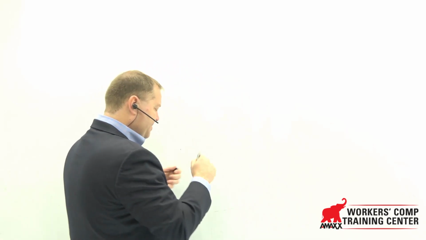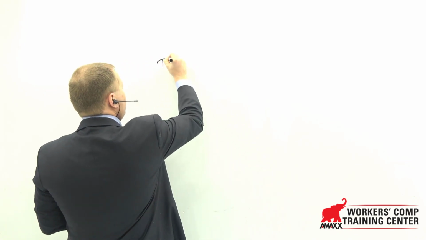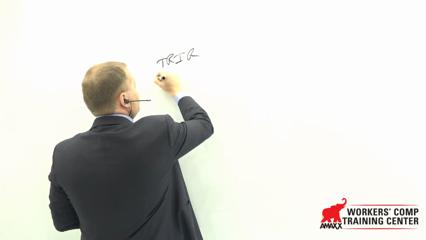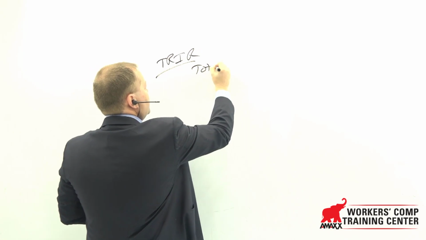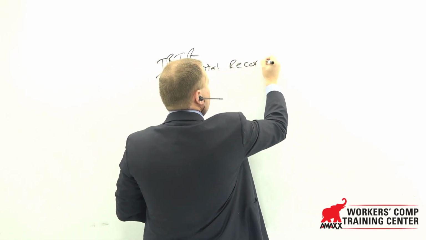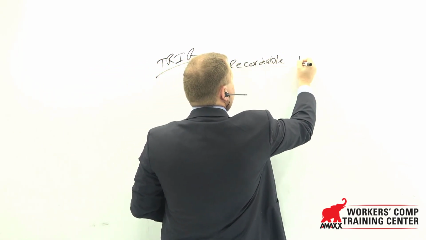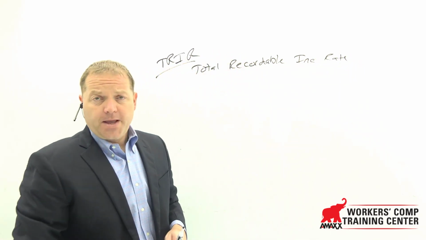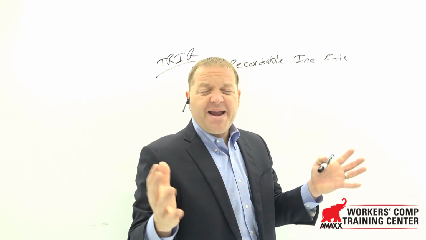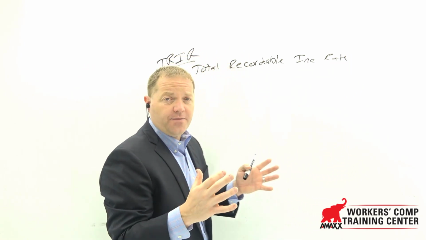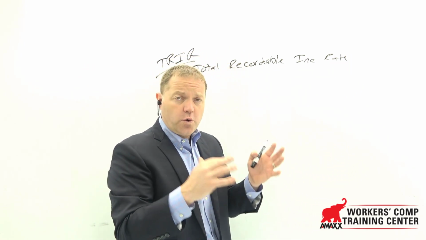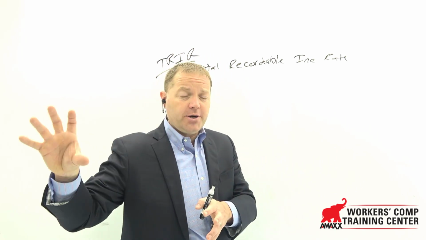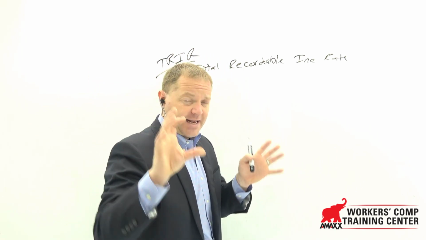It starts with this first primary OSHA calculation, which is the TRIR, Total Recordable Incident Rate. How many of your cases, how many of your incidents are recordable as compared to the national average?